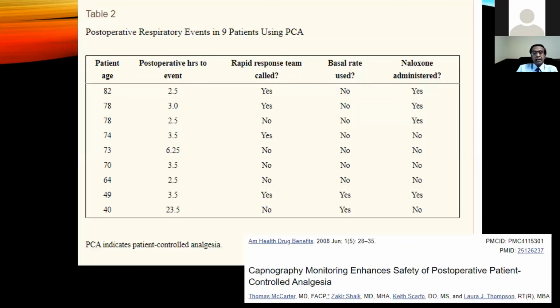ventilation. In this study, they used capnography and were able to detect some of the respiratory events, and that led to the calling of the rapid response team during the postoperative period. So it's just to show that it is necessary to monitor ventilation in postoperative patients, particularly when they are getting narcotic agents. And capnography is one of the modalities that has been suggested for this arena.